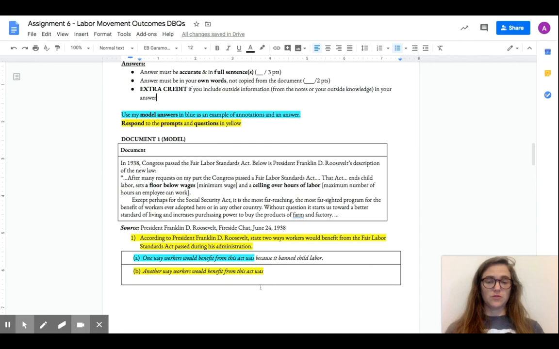All right, that's document 1. We do the same thing for document 2. Now, one thing I forgot to mention in the last instructions was you do get extra credit if you include outside information, maybe something from your notes or your outside knowledge in your answer. So think about that as we go along.